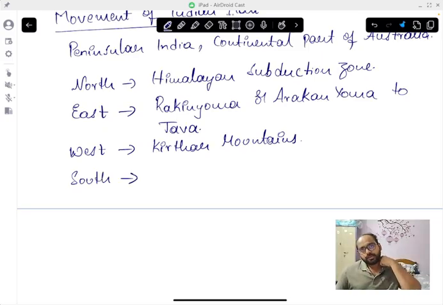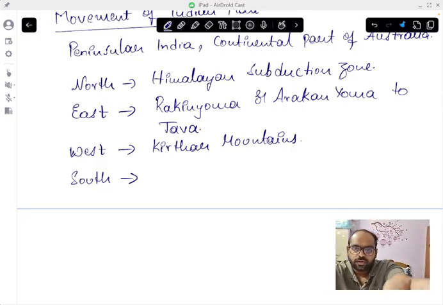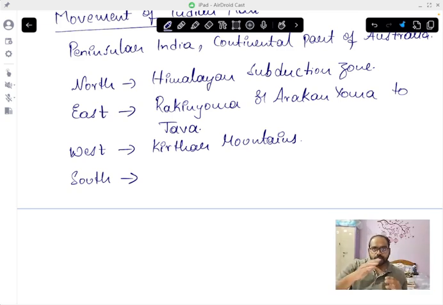The southern boundary of the Indian plate: India was once part of Antarctica, while drifting towards the north, and Antarctica is drifting towards the south. There is divergence. We can observe divergence here, due to the northward movement of the Indian plate and the southward movement of the Antarctic plate.